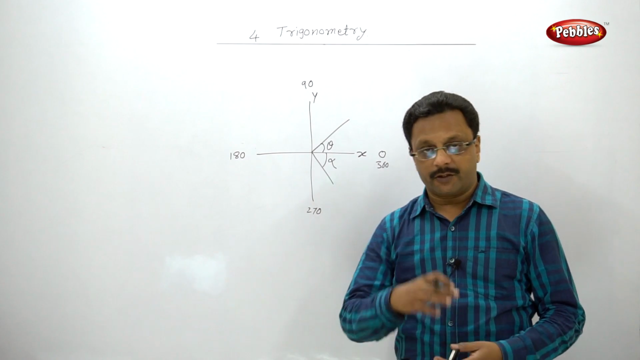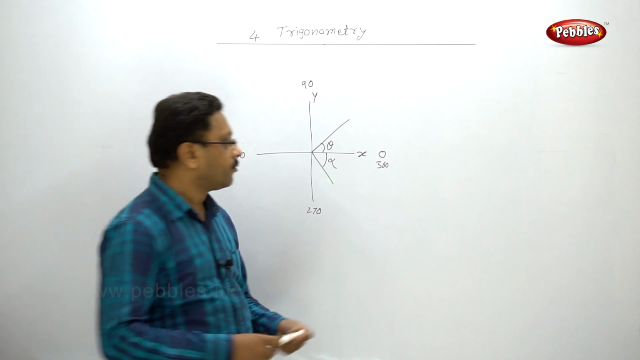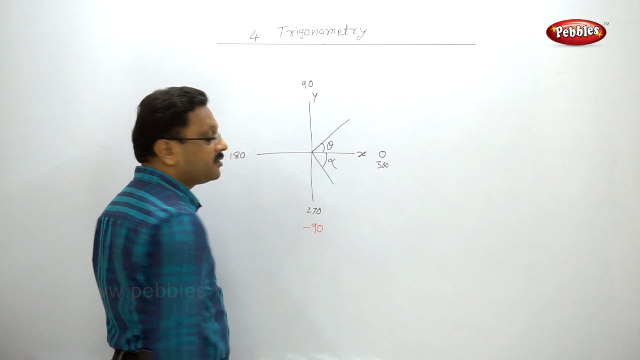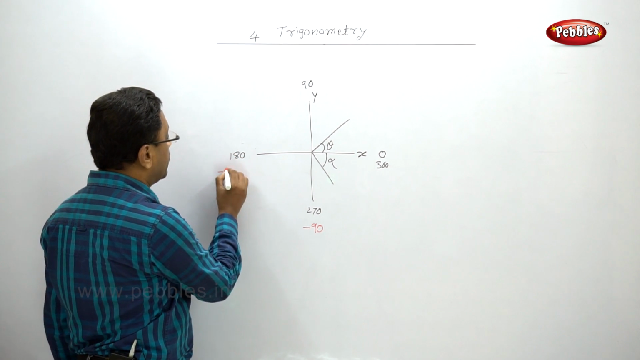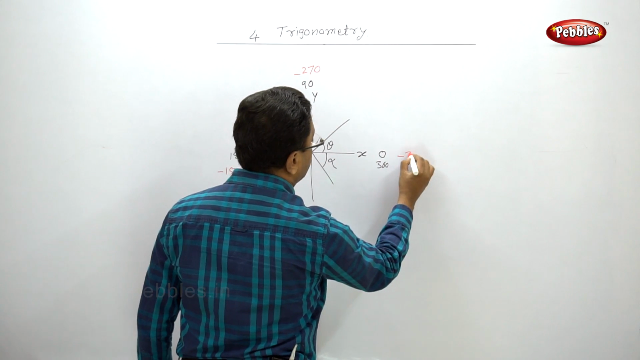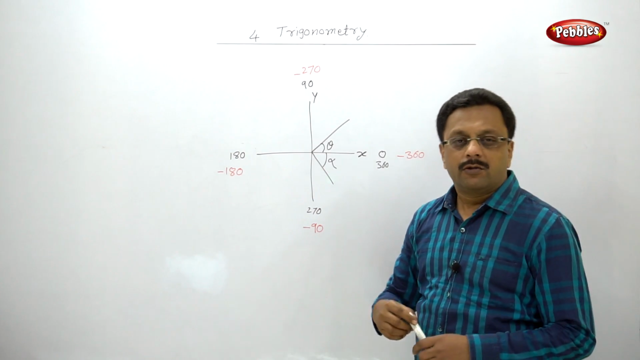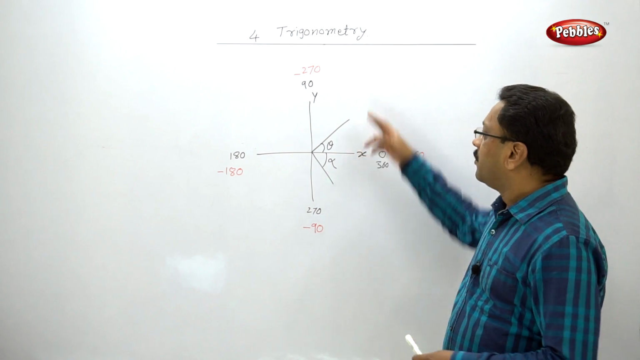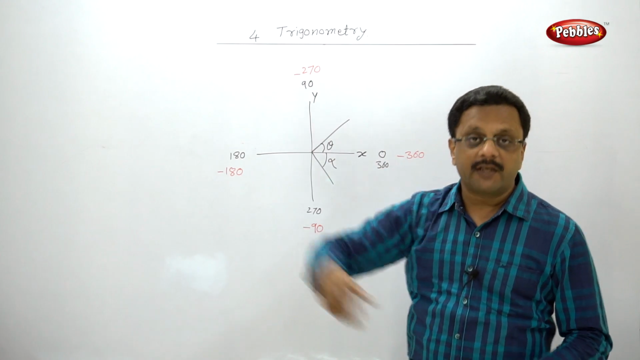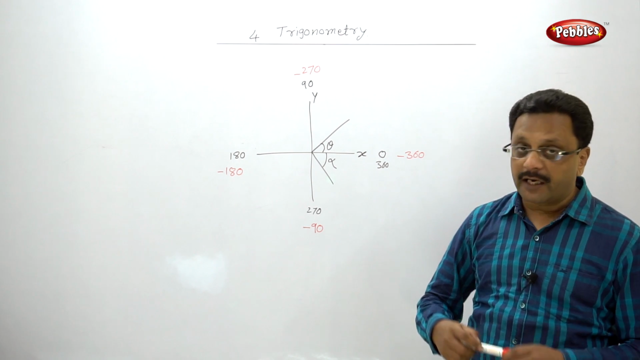Now, the reverse of it. When we talk about the reverse, that is the negative angles. From this 0 degrees, this is minus 90 degrees. This is minus 180 degrees. This is minus 270 degrees and this is minus 360 degrees. Correct? So it is not difficult at all. First quadrant, second quadrant, third quadrant, fourth quadrant. When you take anti-clockwise, that will be a positive angle. When you take clockwise, that will be a negative angle.